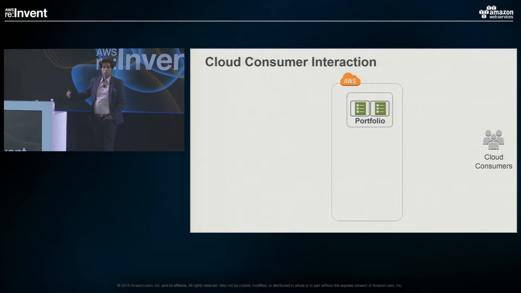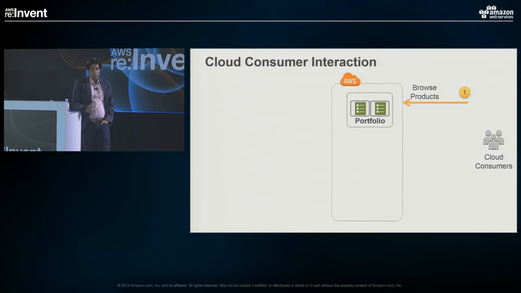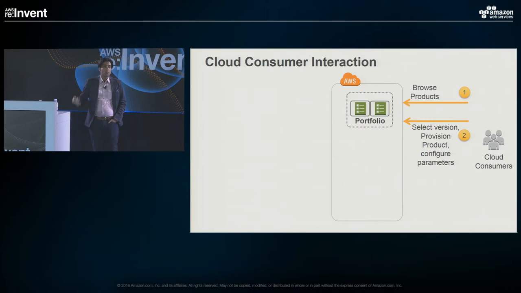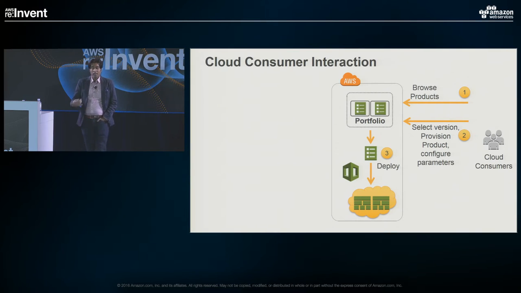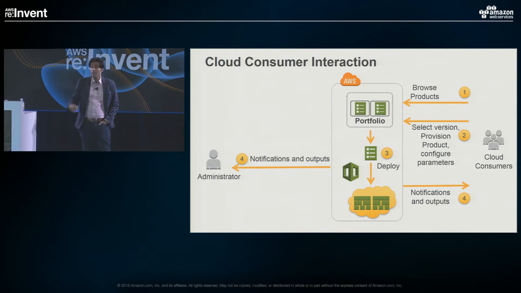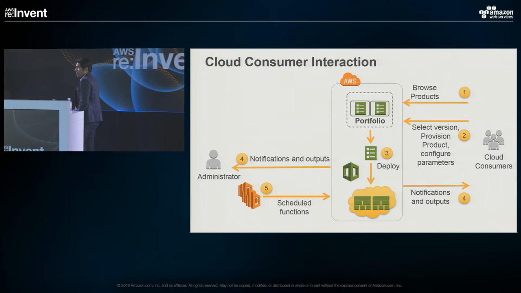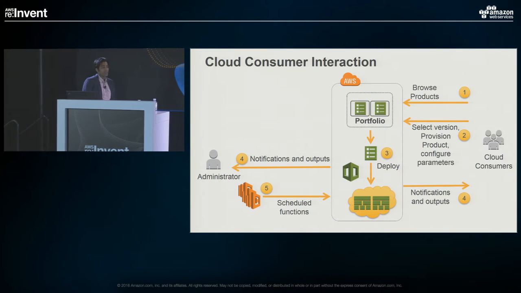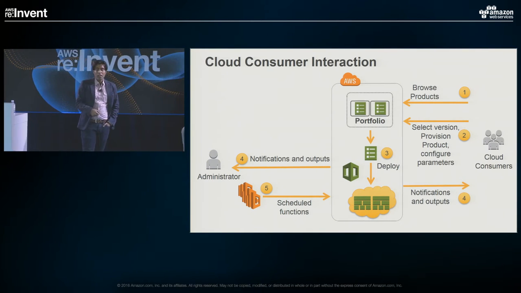When you look at it from the end consumer standpoint, the end user will browse a catalog of products. These products will be versioned and allowed to have different configuration patterns depending on the users and roles assigned to the end user. Once they deploy a product, the stack gets created. That stack then sends a notification back out to the end user. In addition, you can create a notification out to the administrator that a certain stack was deployed. Once that stack gets deployed, that administrator can take additional actions and create scheduled functions. For example, if an application gets deployed via a stack, an administrator can have a Lambda function that touches a Route 53 table to update it to make sure that application is accessible.